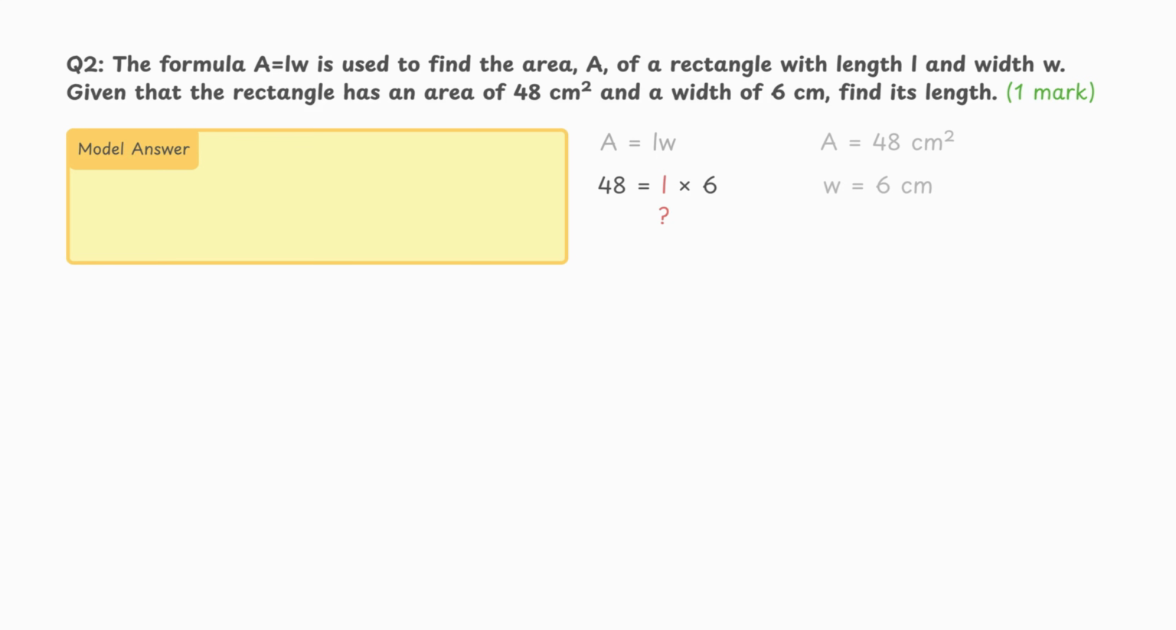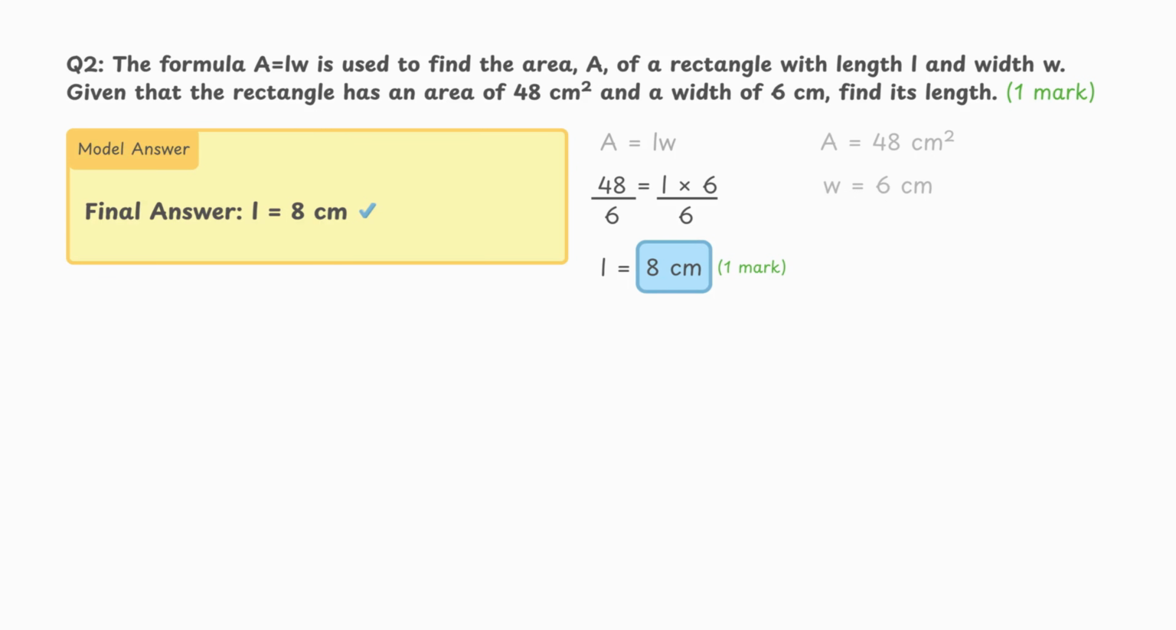Our goal now is to make L the subject of the equation. At the moment, L is being multiplied by 6. To undo multiplication by 6, we perform the opposite operation. The opposite of multiplying by 6 is dividing by 6. So we divide both sides of the equation by 6. 48 divided by 6 equals 8. On the right-hand side, 6 divided by 6 equals 1, leaving us with just L. Therefore, L equals 8. So the length of the rectangle is 8 centimeters.